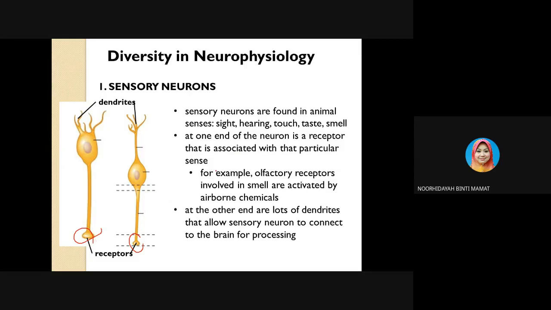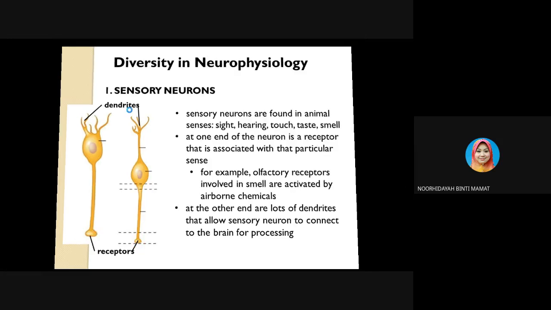For example, the olfactory receptor. Olfactory is regarding smell, so those involved in smell are activated by airborne chemicals. At the other end of the neuron, they have a lot of dendrites that allow the sensory neuron to connect to the brain for processing, to transmit the signal to the brain. So this is the sensory neuron.